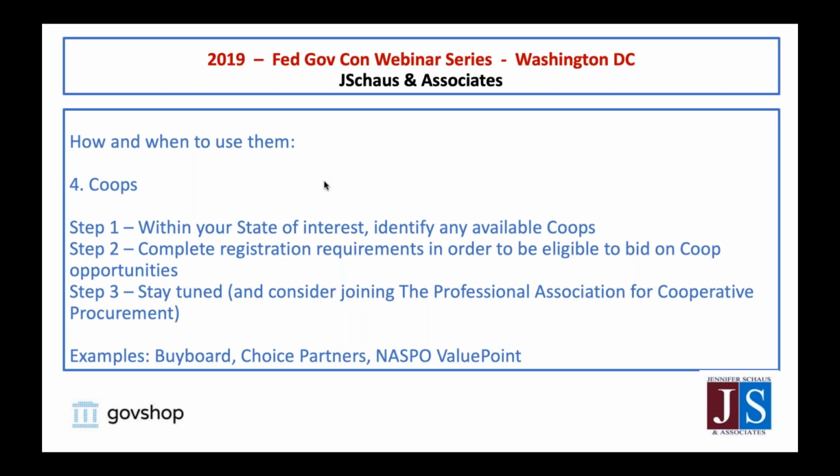Some examples: NASPO, Value Point, Buy Board. These are all great co-ops. And again, they're all listed on GovShop. You can see the co-ops that are out there and maybe see if there's anything interesting that you feel like you might want to get another hunting license in your belt. All right, so let's go to the next slide.